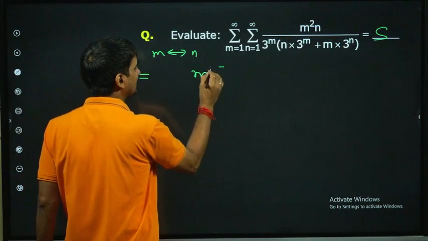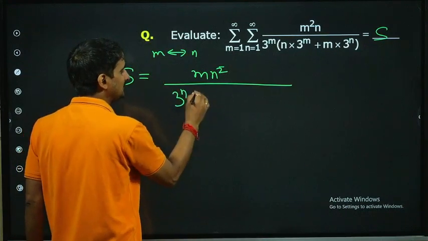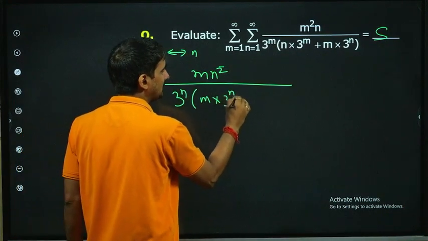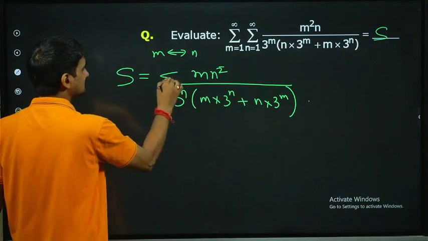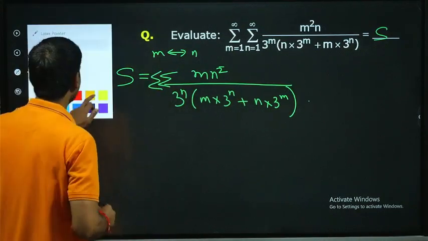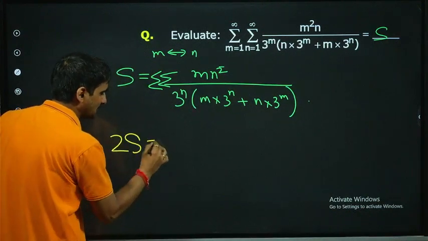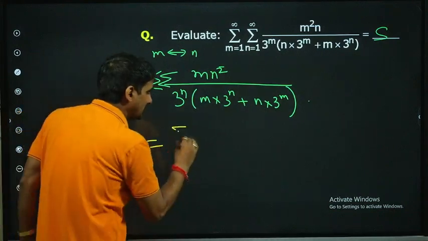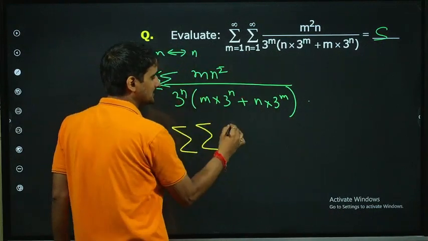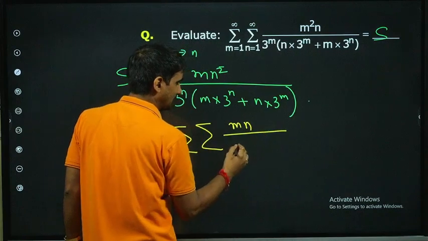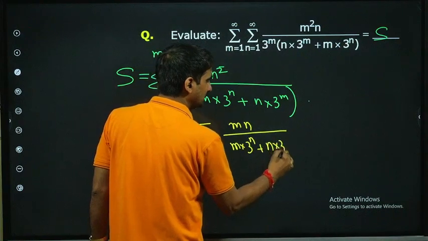So what will you get? You will get mn² divided by 3ⁿ·m... that is, m·n² over 3ⁿ plus n·m² over 3ᵐ, of course with double summation. Now add them, that's what normally we do. So 2S is equal to, when you add them, this factor is common in both of them, and mn is common from the numerator. So mn upon m·3ⁿ plus n·3ᵐ.